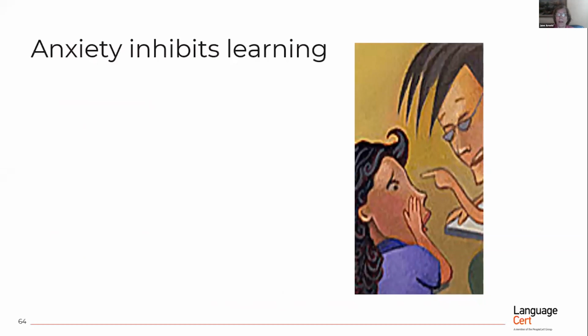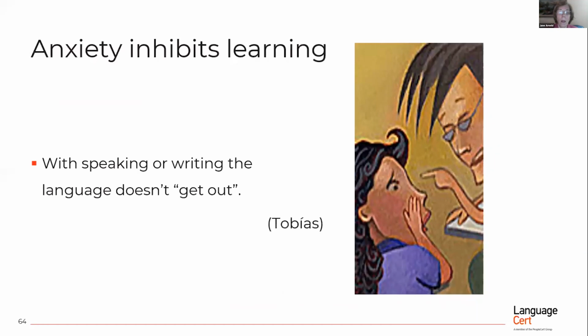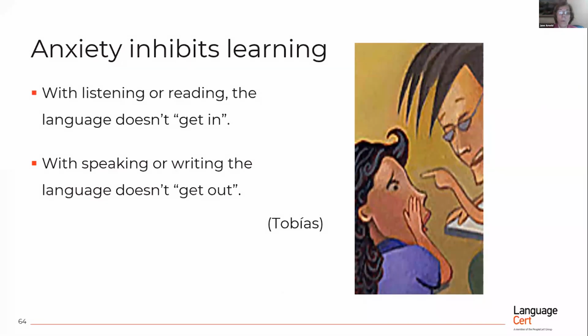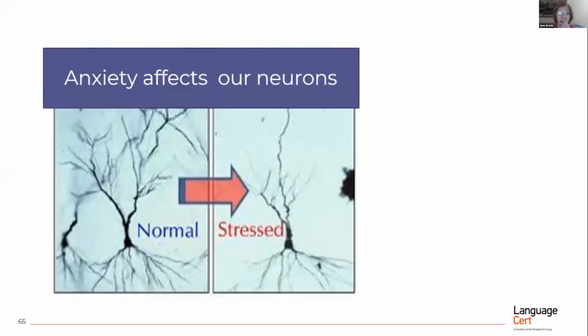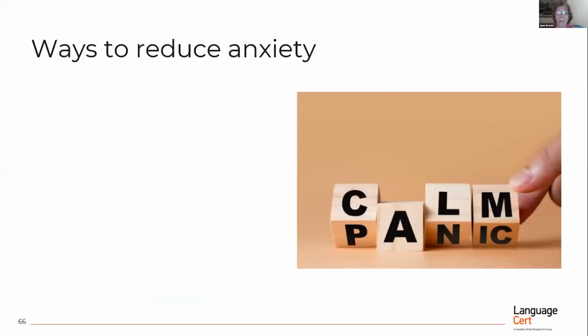Now, anxiety inhibits learning, of course. According to Tobias, with speaking or writing, the language doesn't get out. With listening or reading, language doesn't get in. Anxiety affects our neurons. On the left, we see what our neurons are like in a normal state. But when we're stressed, we see that they're reduced. So anxiety can affect our neurons, which affect our thinking.